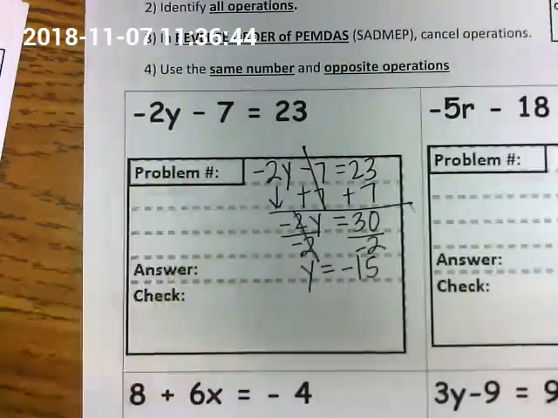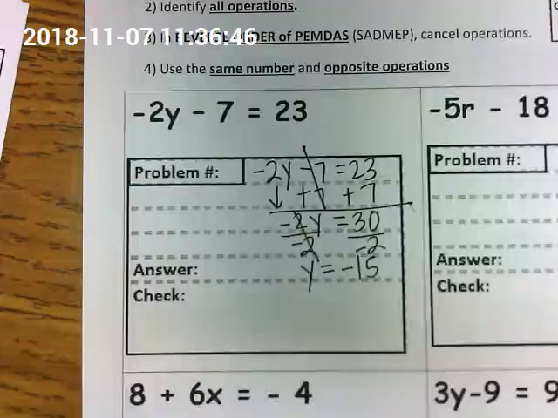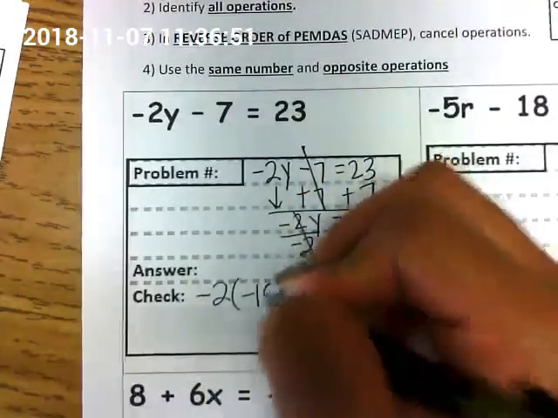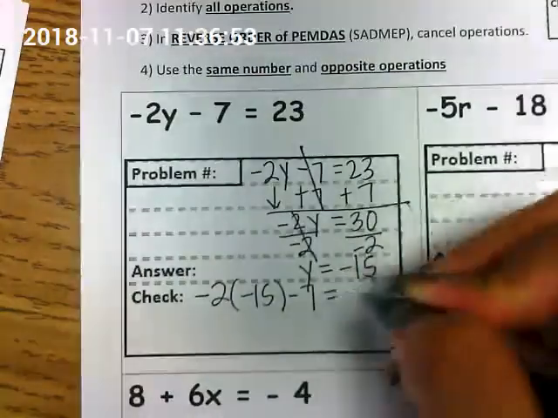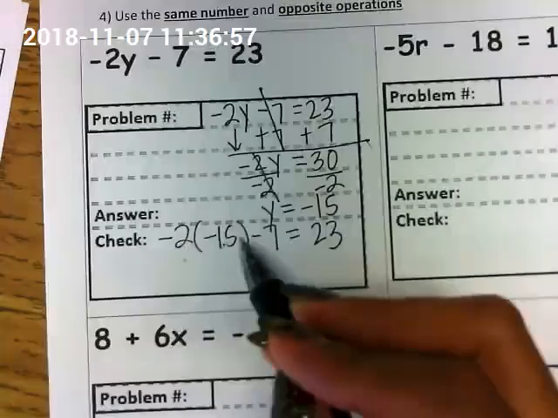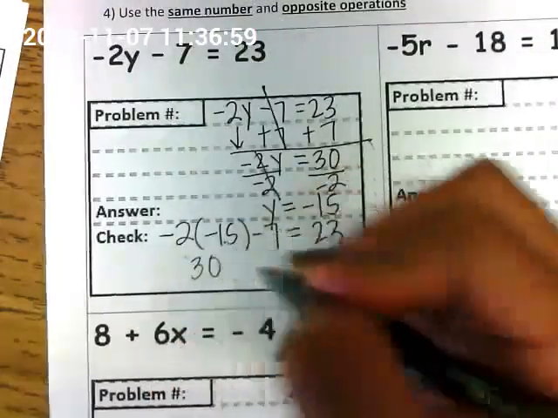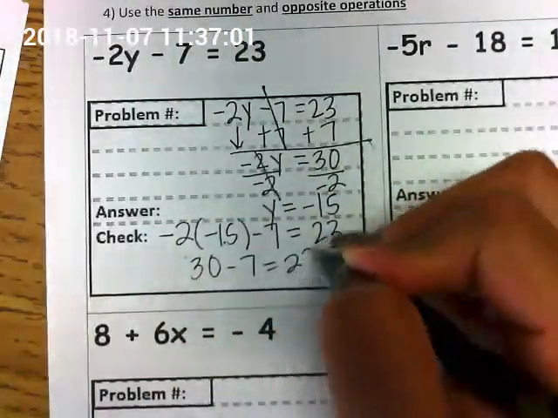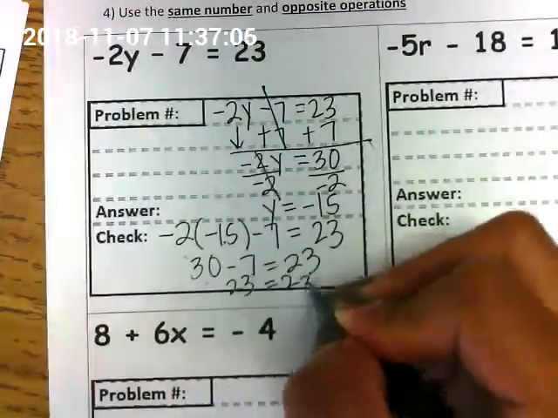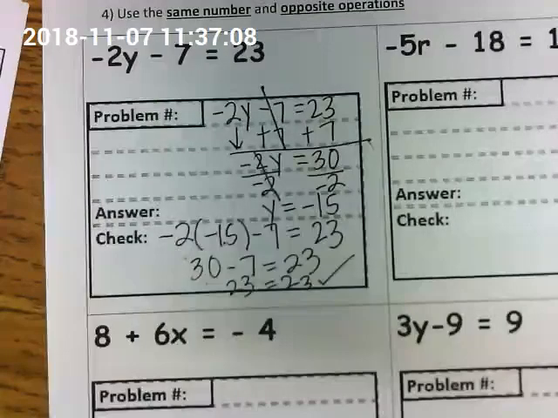Now I'm going to plug in negative 15 back into my original equation to see if I end up getting both sides of my equal sign equal to each other. So negative 2 times negative 15 minus 7 is equal to 23. Negative 2 times negative 15 gives me a positive 30. Minus 7 is equal to 23. 30 minus 7 is 23, so 23 is equal to 23. Both sides of my equation are equal.